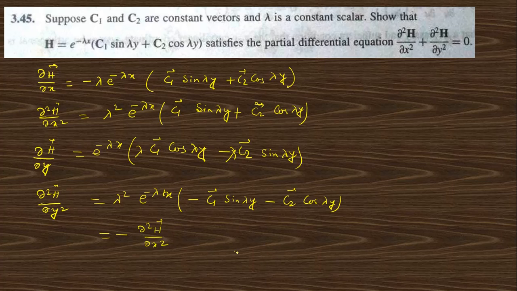If this is the left hand side, you can say ∂²h/∂x² plus ∂²h/∂y² equals 0. Hence prove the equation. Go to the next question.